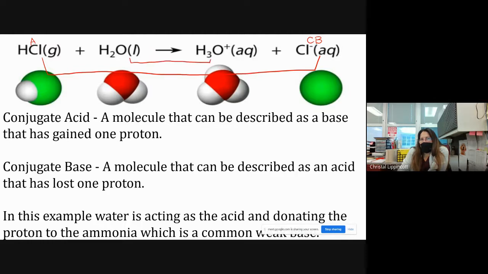Here, we look at these two. You can see that they look similar to one another. Which one has more hydrogen? This one does. So that's your acid. It's on this side of the equation, so we call that a conjugate. And then that would make this the base. So the definition of an acid is that it's a hydrogen donor, and the definition of a base is that it's a hydrogen acceptor.